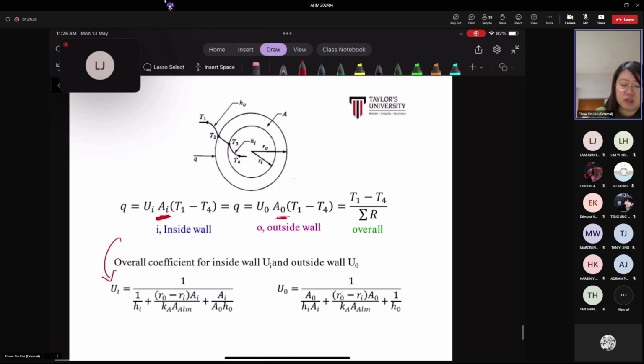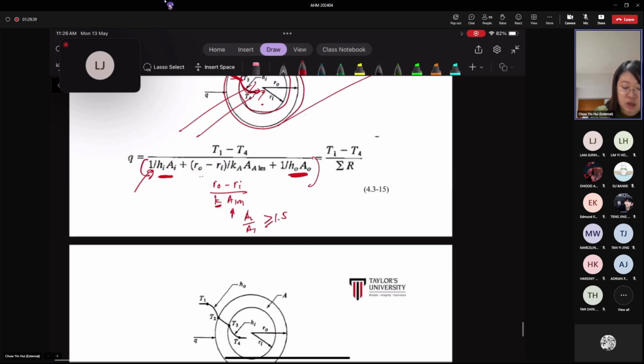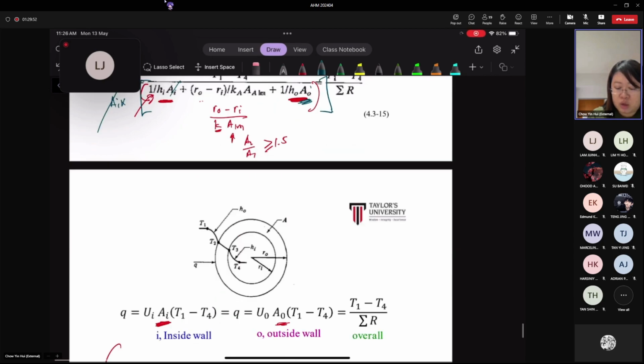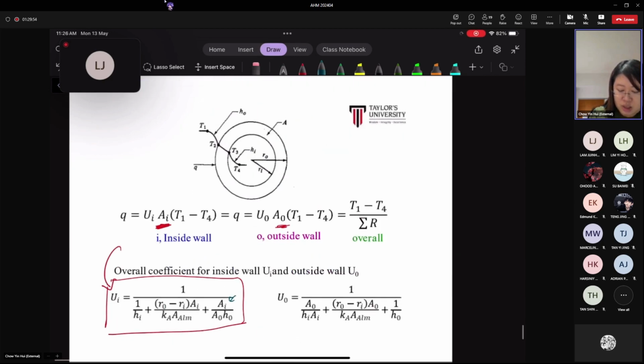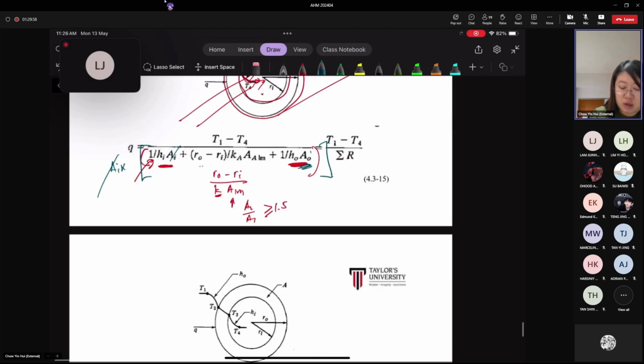If it's in terms of inner surface area, you just imagine, you multiply this section by AI, then this will cancel out. And then here you have AO divided by AI, which you can see here, AO divided by AI. Because you multiply by AI, there will be AI here.